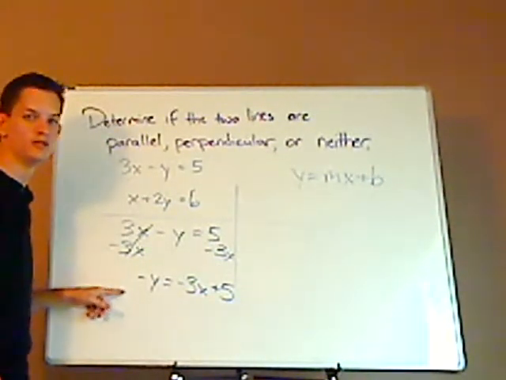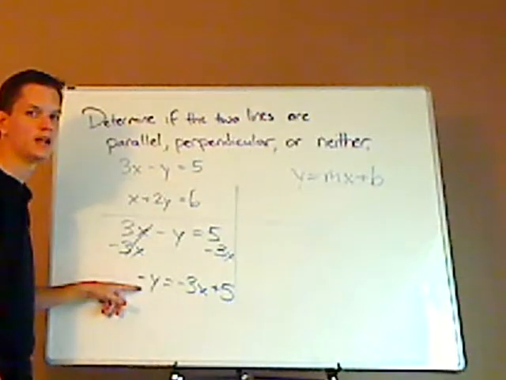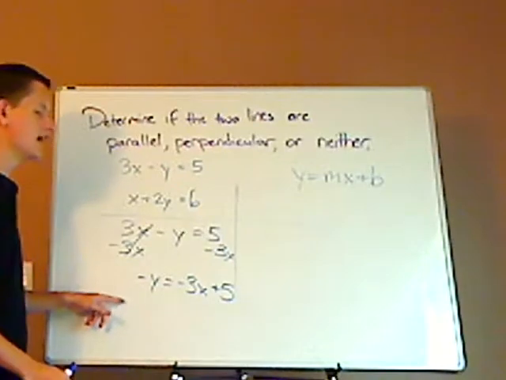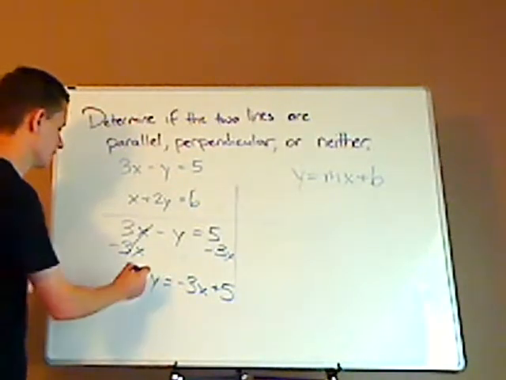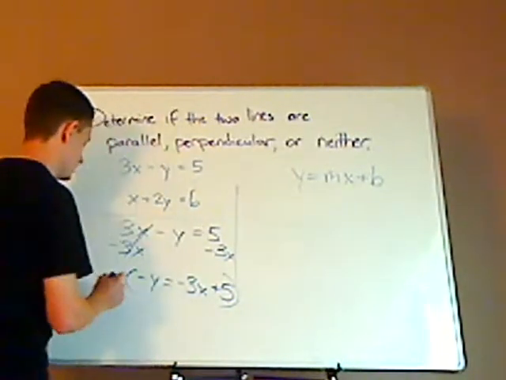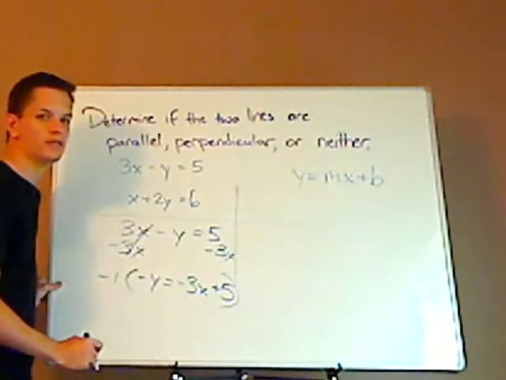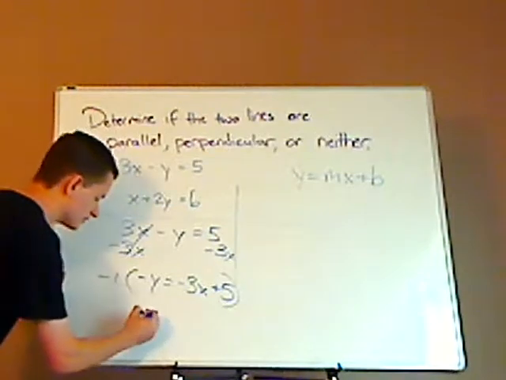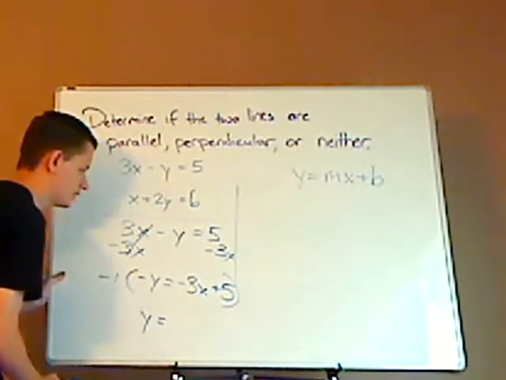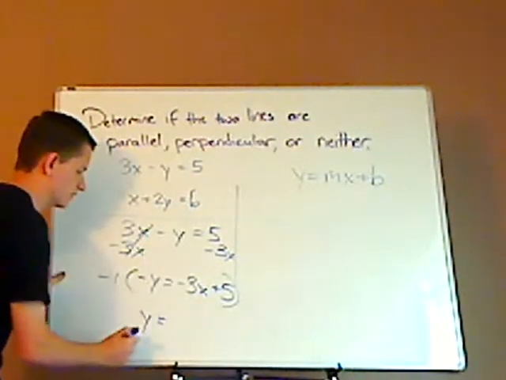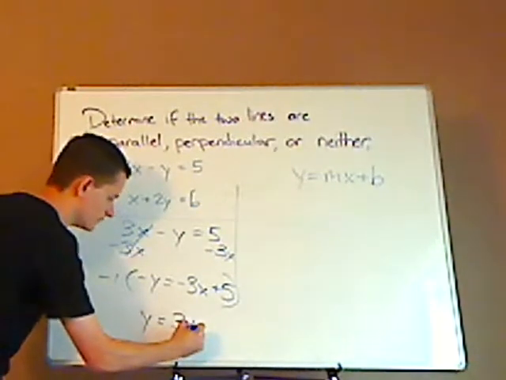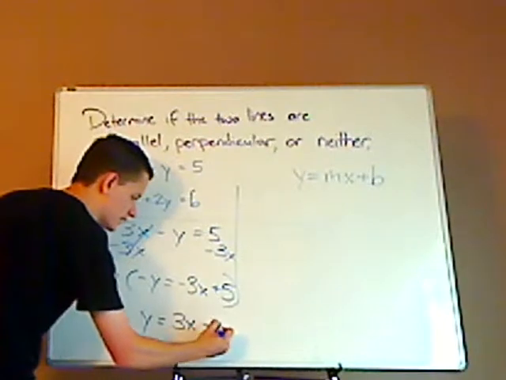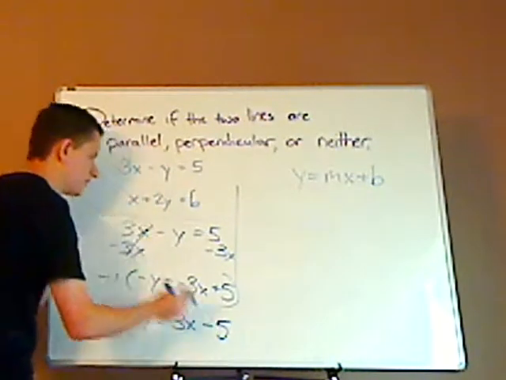Now what I can do to get rid of this negative right here is either I can divide everything by a negative 1, or I can multiply everything by a negative 1. So I'm going to multiply everything by a negative 1. When I do that, it switches the signs. So negative times a negative is a positive, so it's positive y equals negative times a negative is a positive, so it's positive 3x. Negative times a positive gives me a negative, so it's a minus 5.